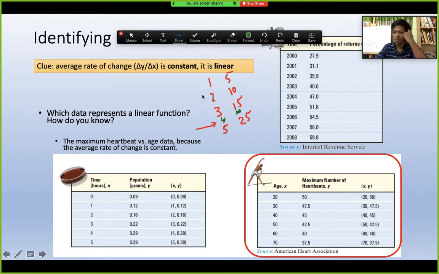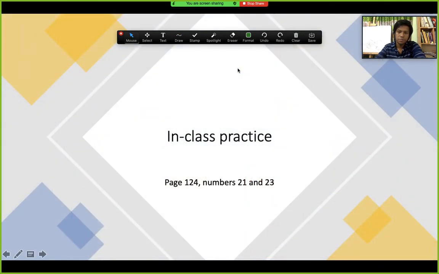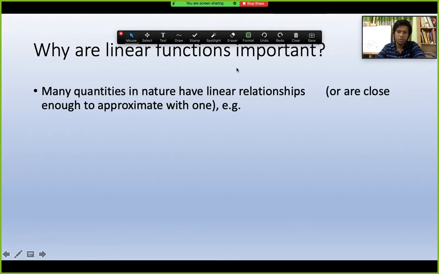My point is this. So 1, 2, 3, suppose this value is not given. 1, 2, 3, 5, 5, 10, 15, 25. This is also linear. Okay, and if you use the formula for average rate of change to find the slope, you will see the slope is the same everywhere for all the points. So for any two points, the slope will be the same. You can check the calculation. In class practice, you will try to do these maths.